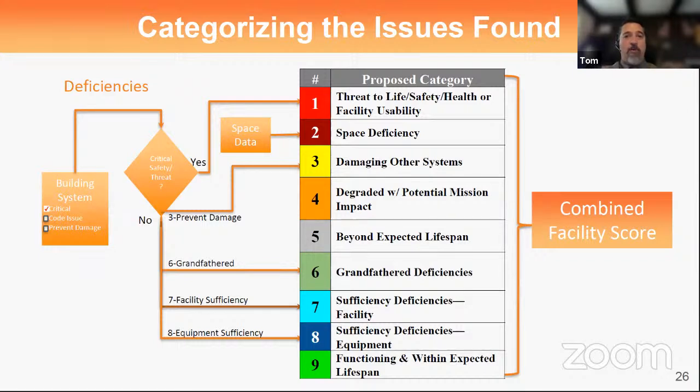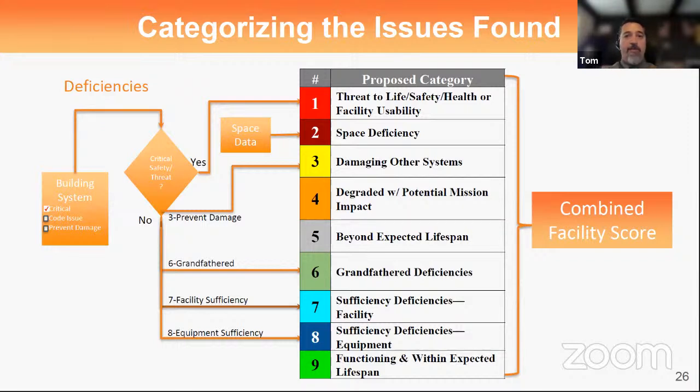First and foremost, of course, are issues related to life, health, safety, or facility usability. And items that are damaging other systems, consider a roof that's leaking and then damaging flooring and ceilings and walls, for example, or electrical systems, they would then go into category 3. Items that don't meet current codes or standards, but are grandfathered, are separated into their own category.